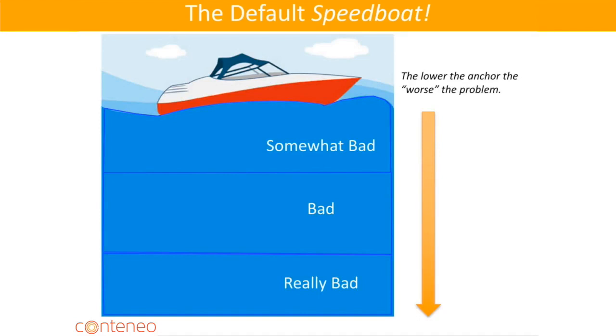Now, the standard speedboat within Weave has 3 regions to capture the placement of the anchors: somewhat bad, bad, and really bad. What this means is that as participants are using this forum, they're putting anchors onto the boat, and the placement of those anchors indicate how bad a problem is, naturally putting the worst problems at the bottom.